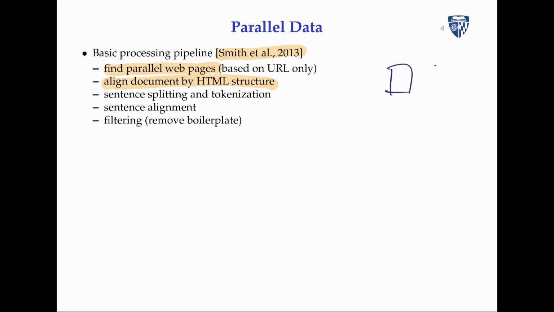The next step, at this point, you have a pair of documents. So you have one web page here, another web page here with a particular URL. Then you want to split this into sentences and also tokenize it. And the next step then would be sentence alignment, finding out which of the sentences in the document are aligned to which of the sentences in the aligned document. And finally, you also maybe want to remove some boilerplate or otherwise bad sentence pairs.